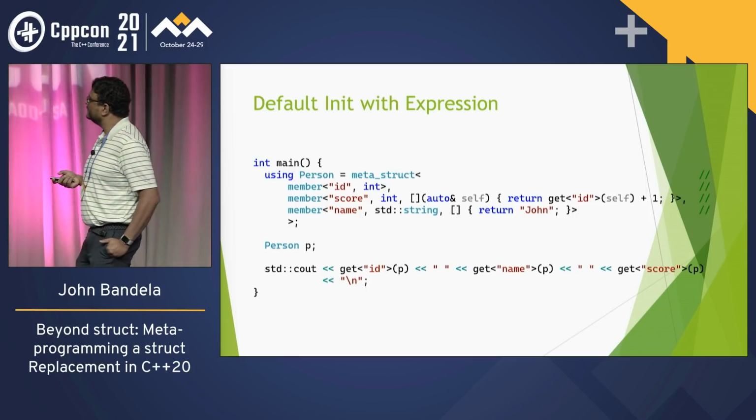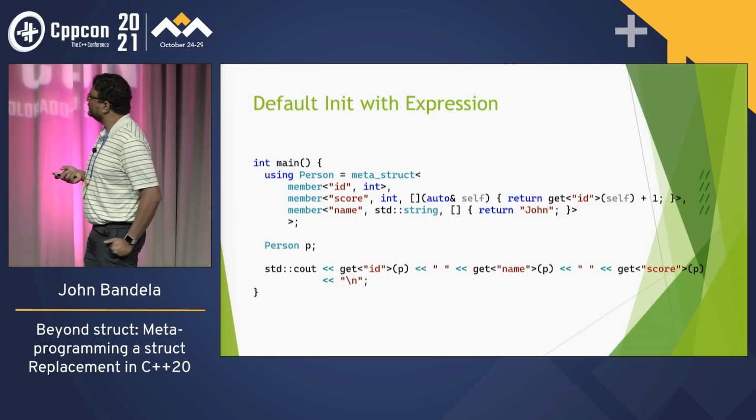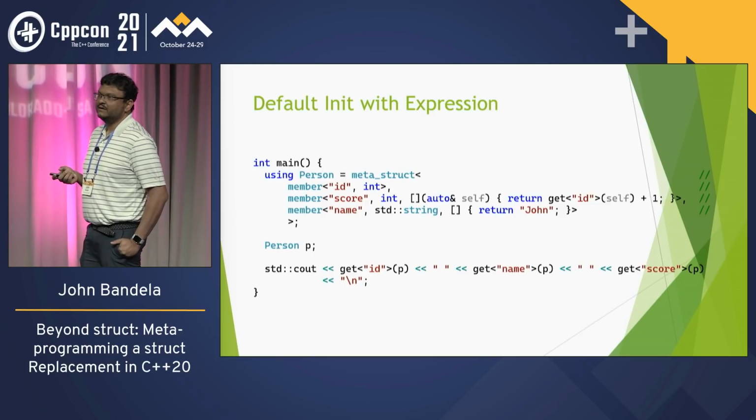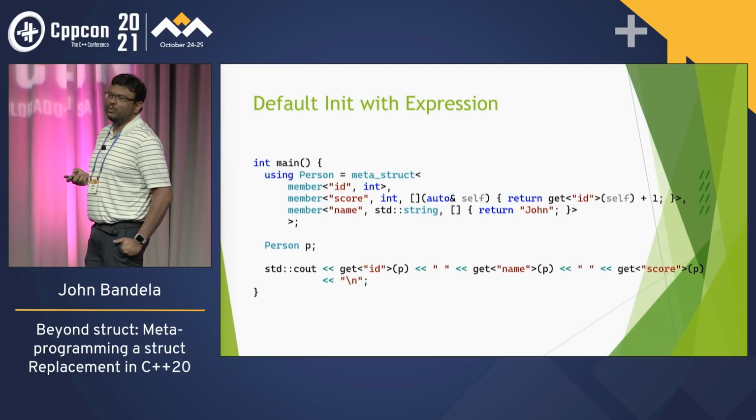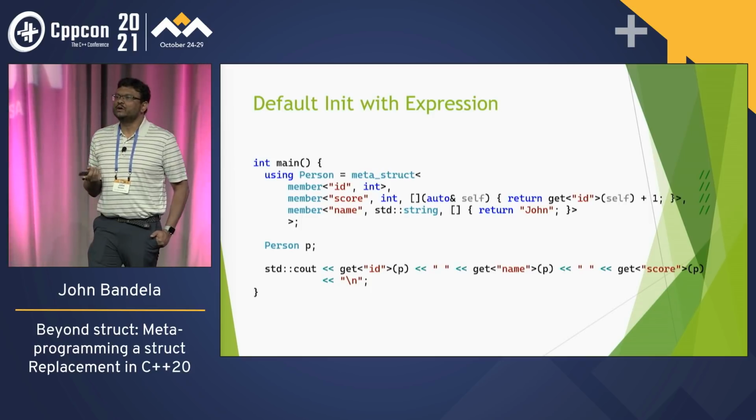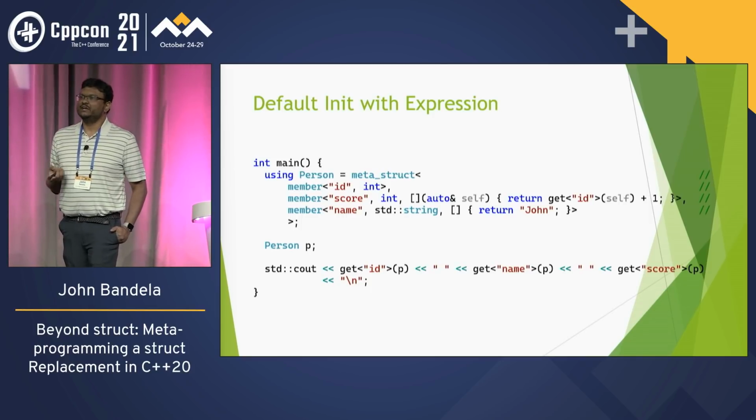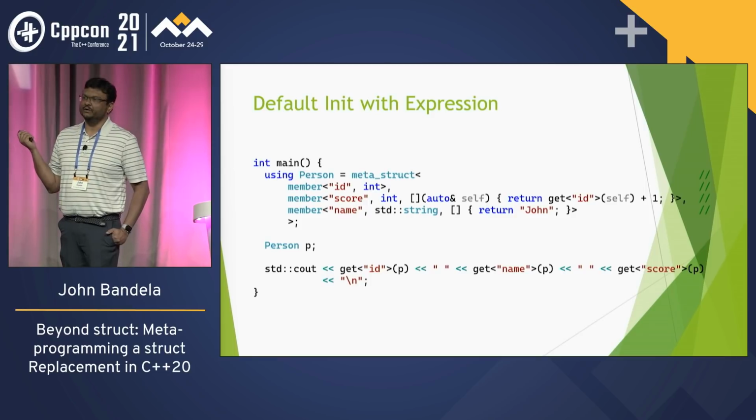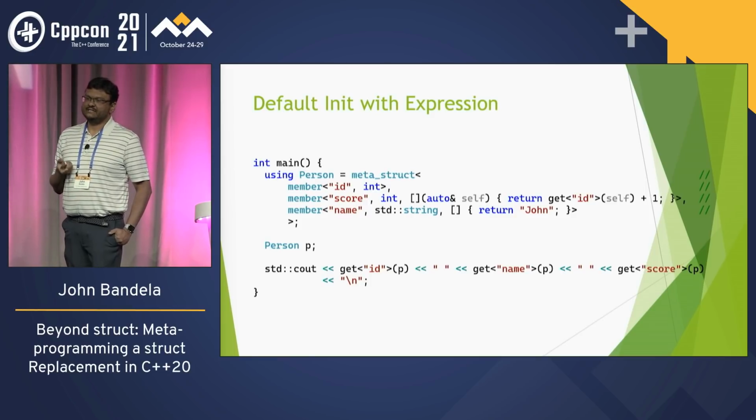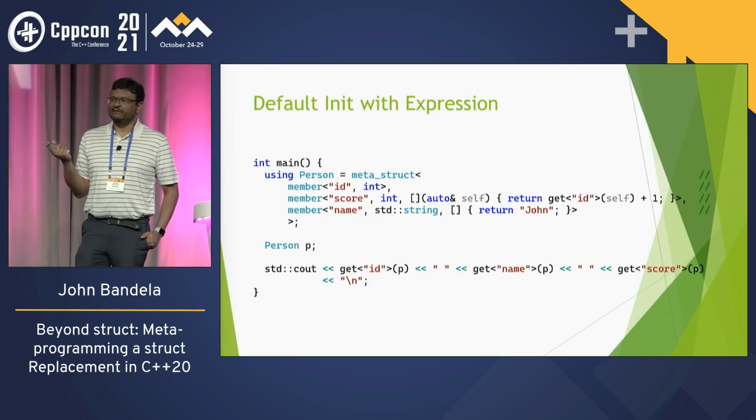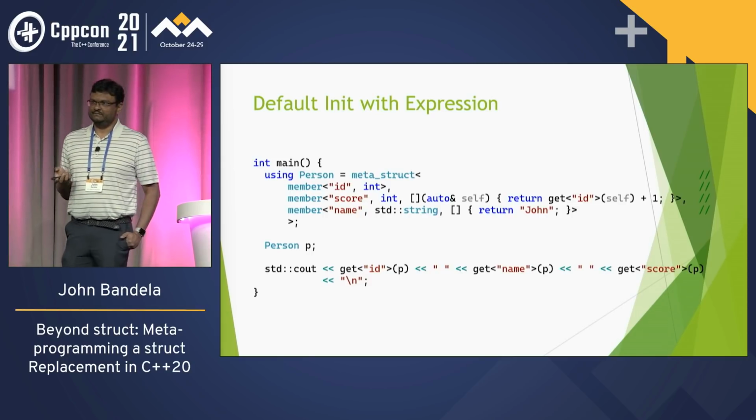Why are you getting the ID and adding one? Why are you getting the ID there? Oh, what I want to do is say, hey, score equals ID plus 1, which is what I do in the struct. So this is the way to do it in here. We say, whatever the ID is, I just add 1 to it. So if an ID of 1, my score would be 2.